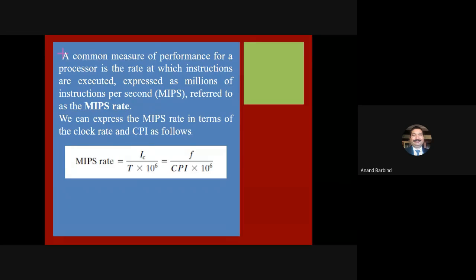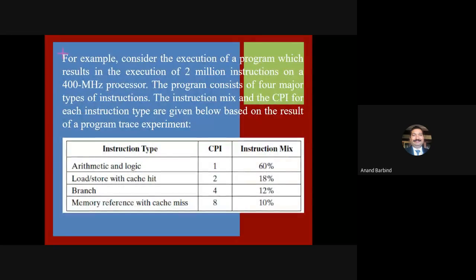So how many million instructions are executed by that particular processor is one of the commonly used parameters. What is the MIPS rate? Okay, so let us consider one example with which we will calculate the MIPS rate for a particular computer.